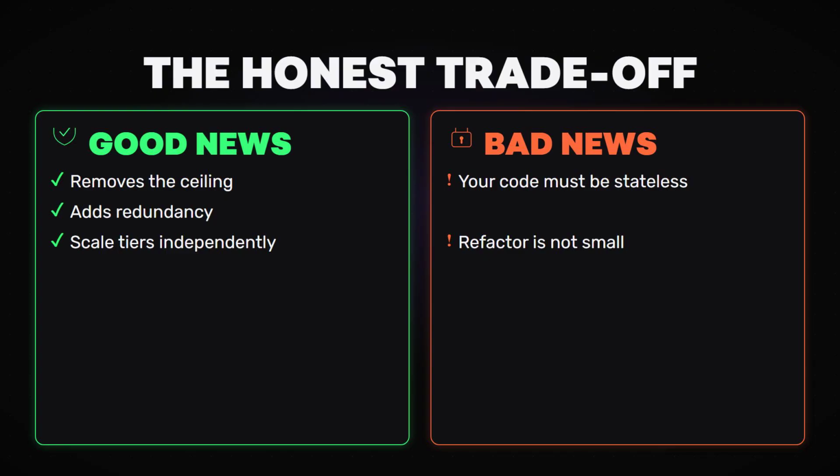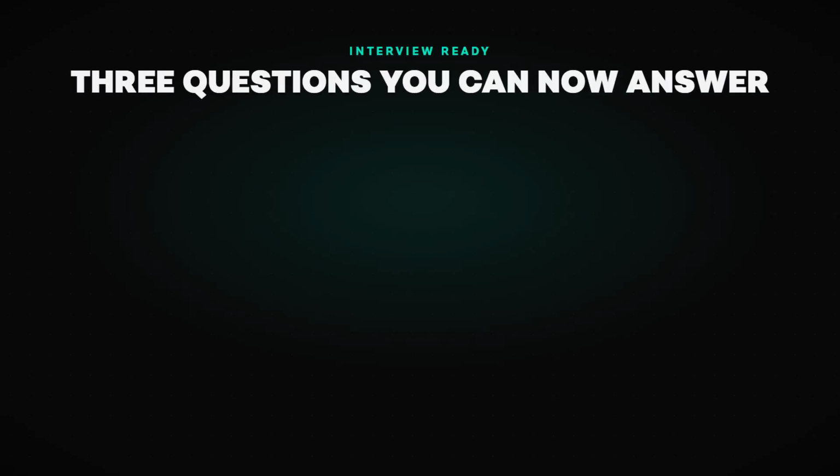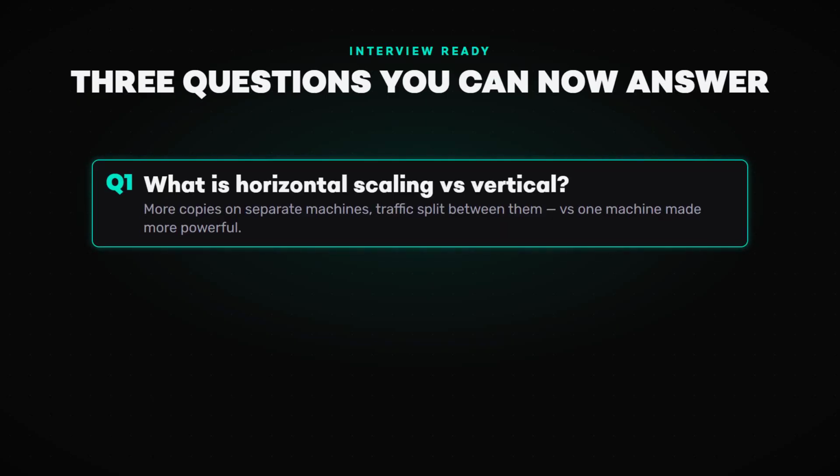If your app stores any user state locally on a server, in memory or on local disk, horizontal scaling will break it. You need stateless application servers. Everything that needs to persist between requests has to live in the shared data layer. This is not a small change for existing systems, and teams often underestimate it. When not to use it? When your application is not stateless and you do not have the bandwidth to refactor it. In that case, push vertical scaling further while you prepare for the transition.